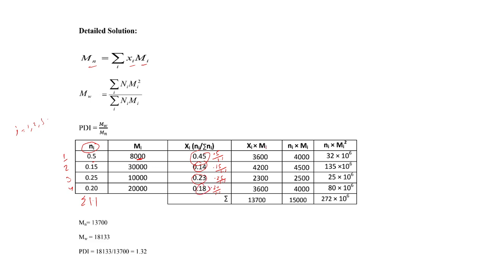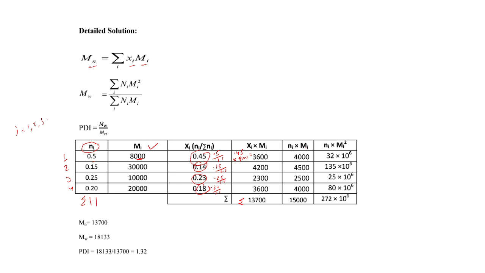Then xi into mi. Now mi is given here. This is the mi. So xi, now 0.45 into 8,000, you will get 36,000. Similarly, you can find out the other values, and finally if you add them, you will get the sigma value. Okay, so we found this.